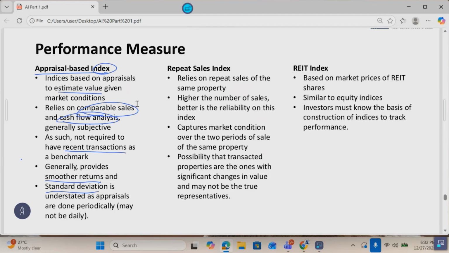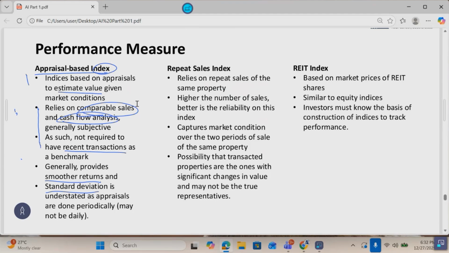So this is the appraisal based index. We try to look at the value based on recent comparable sales in the same area, same period, same time, similar value. It should be completely comparable. Okay.